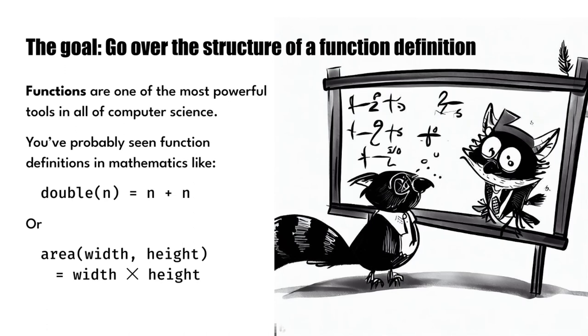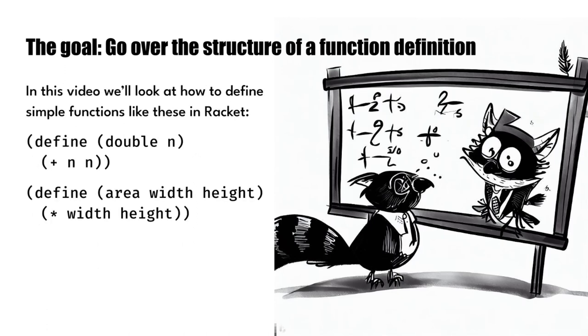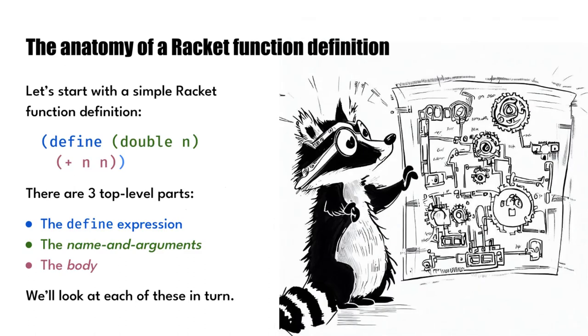Functions are one of the most powerful tools in all of computer science. You've probably seen function definitions like double and area here in math class. The first says that the double of some number n is the result of adding n to itself. The second says that the area of a rectangle with a given width and height is the product of those two values. In this video, we'll look at how to define simple functions like these in the Racket programming language.